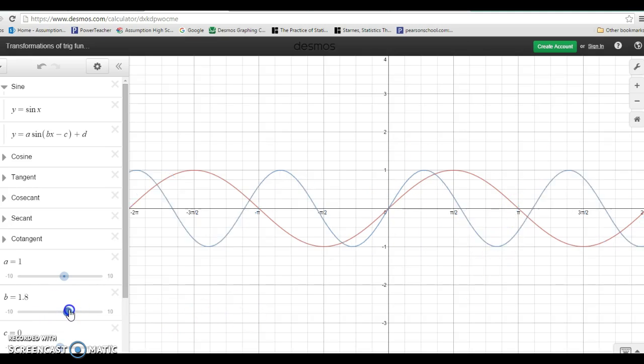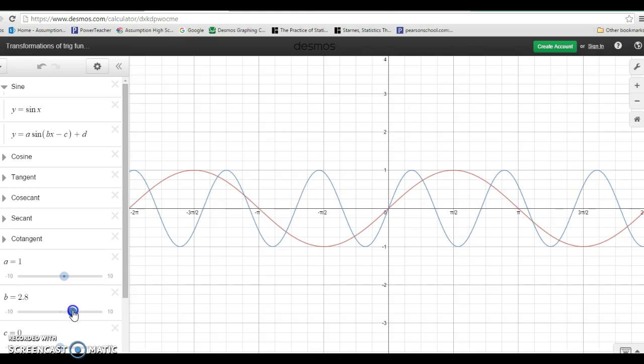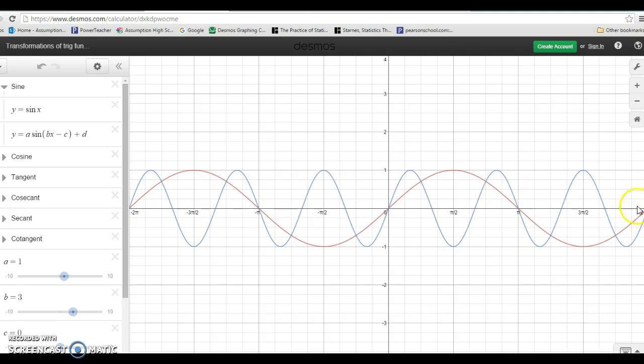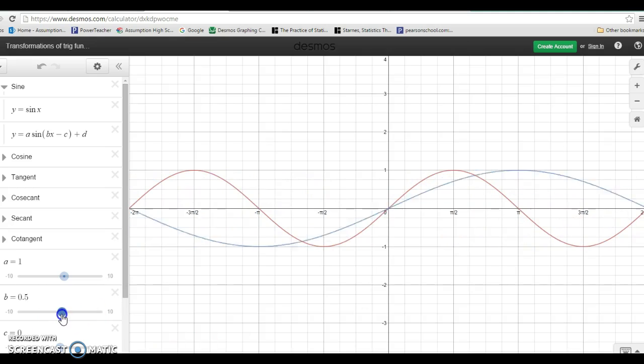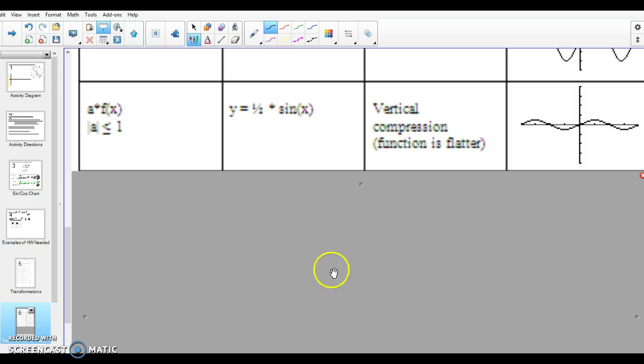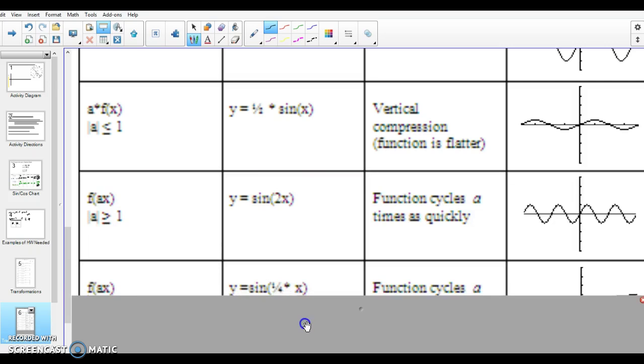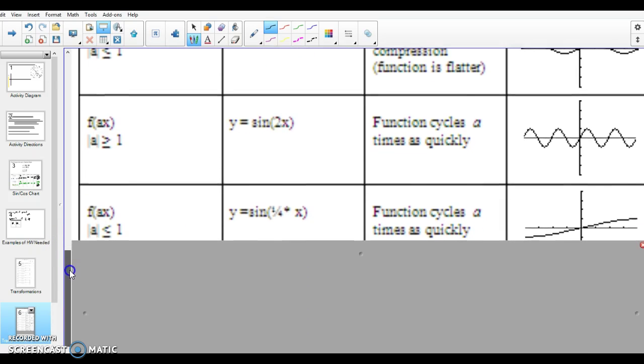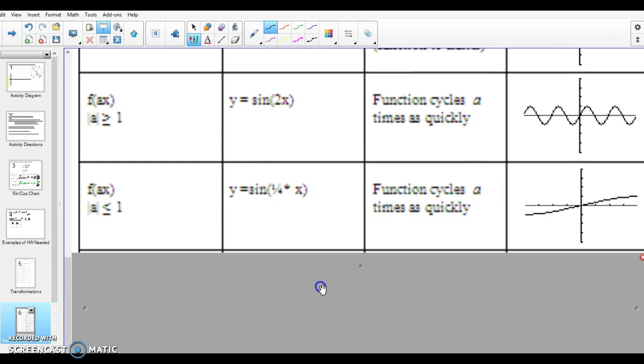If I increased it to 3, same pattern. Now I'd have 3 waves for every 2 pi radians. If I go in the other direction, so still positive, but fractional, sorry, not negative, so 0.5, or as close as I can do it, now only half a wave occurs for 2 pi radians. So half a wave if my b is 1/2. So that takes care of our next 2. If b is 2, the function will cycle twice as quickly.